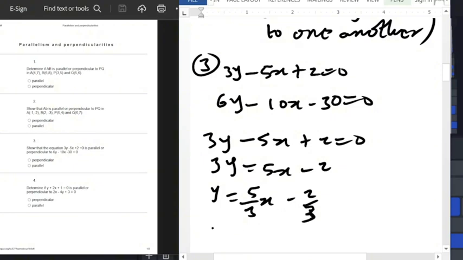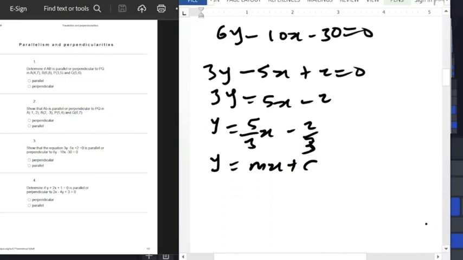If you now compare this with y equals mx plus c, the m1, which is the gradient of the first equation, equals 5 over 3. So that's the gradient of the first equation.